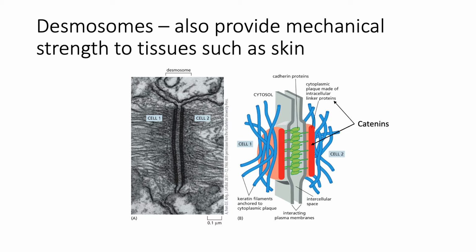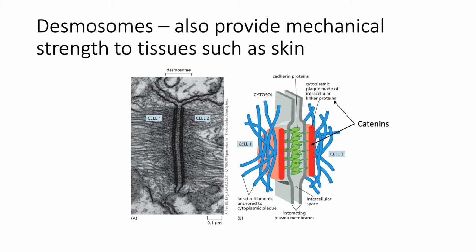So let's look at the electron micrograph first, and you can see cell 1 and cell 2. That dark region, it's not like the tight junction because you can see the space actually in between them. And the proteins which are holding these cells together are called cadherins. And the cadherin proteins are the same family of proteins that hold the adherens junctions together. The cadherins are a large family of transmembrane proteins that are specifically involved in holding cells together. There's lots of different types, but basically they're quite similar.